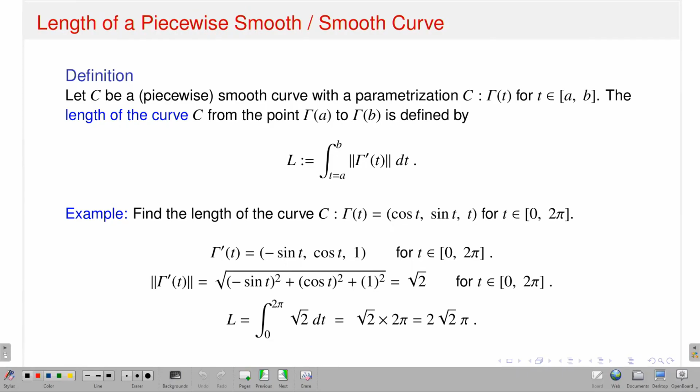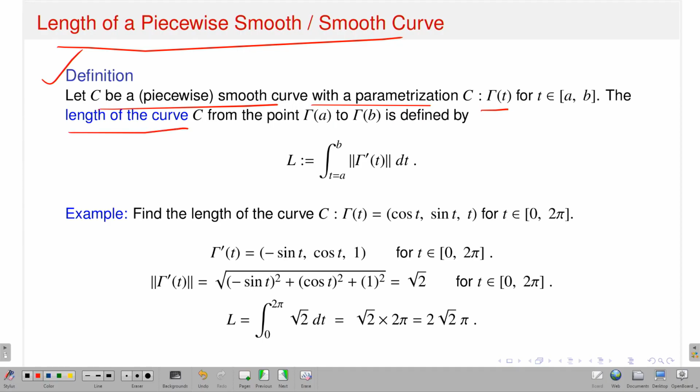Once I have the notions of piecewise smooth curve, which I already discussed, I should discuss once again how to calculate the length of a piecewise smooth or smooth curve. So, these are the definitions. Let C be a piecewise smooth curve with parameterization, say C is given by gamma t, t running over the closed interval A to B.